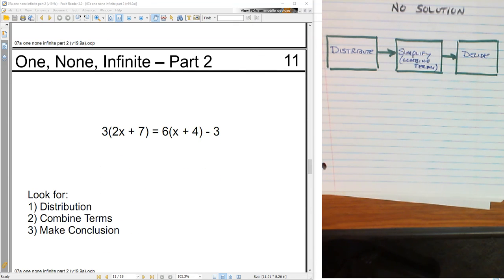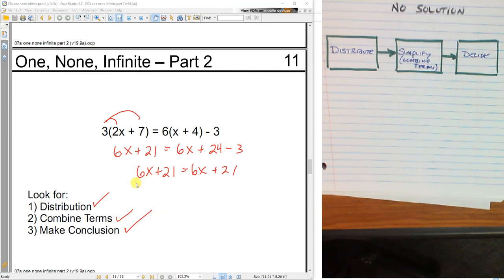Ooh, good. Get a little distribution here. 6x plus 21 equals 6x plus 24 minus 3. Distribution done. Combining terms, 6x plus 21 equals 6x plus 21. Make a conclusion. We combine those terms. This tells me they're infinite solutions.